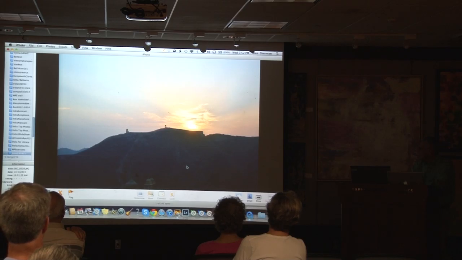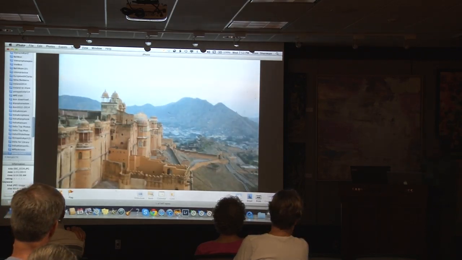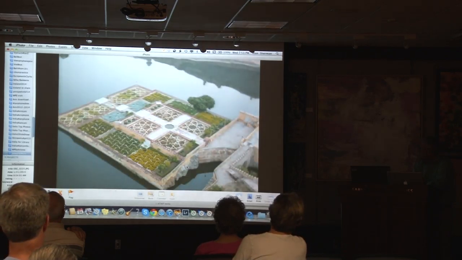There's the equivalent, what seemed to me like the Great Wall of China, that was part of the fortress area. You can see up on the hills there are walls going all up and down these peaks. This is a garden that's down at the base of the fort. It also was part of the water delivery system that brought water into the fort.